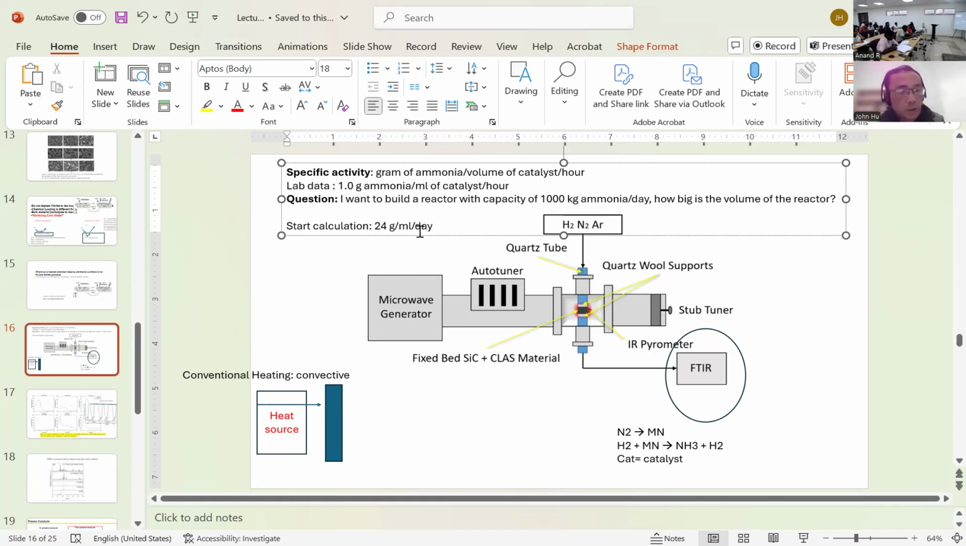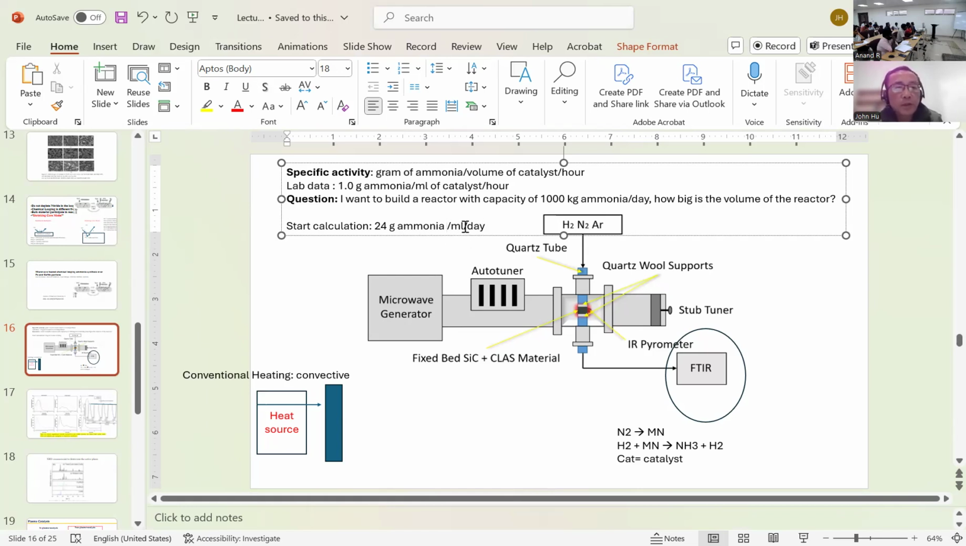Okay, so now you get answers. That's why what's important is the laboratory data. Laboratory data you have to get correctly. That's a lot of measurement. But the larger reactor, this 1,000 kg per day, you haven't built it yet. But you want to estimate how much catalyst you need to buy. So this is how you use the laboratory data: 24 gram ammonia per ml output per day.